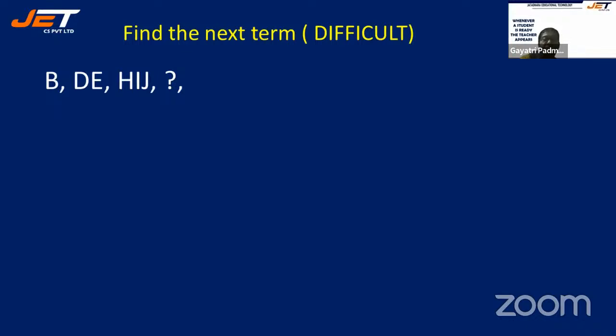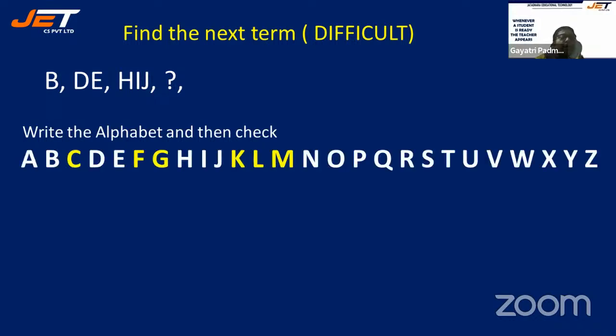Now, this is a little difficult. Nothing is difficult actually. The way we take up things is difficult, but this concept is not that easy. That's what we are calling it difficult. So the maximum difficulty would be this kind of sums. So when such coding sums come, what is the first step that we need to do? We need to jot down the alphabets. So write the alphabets A to Z, and see where B comes.